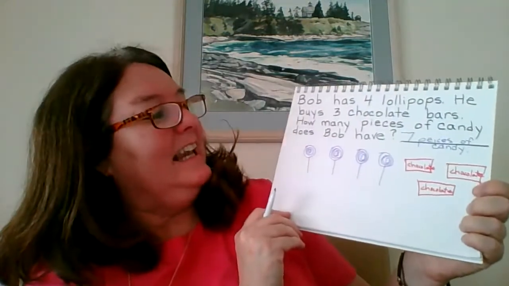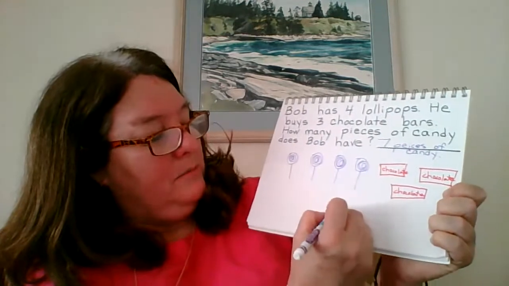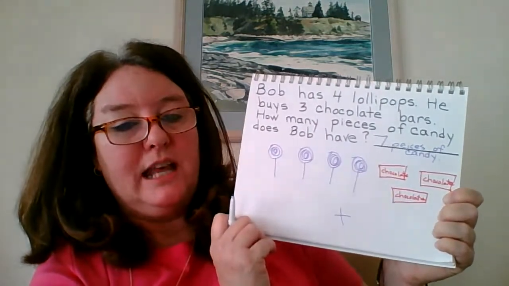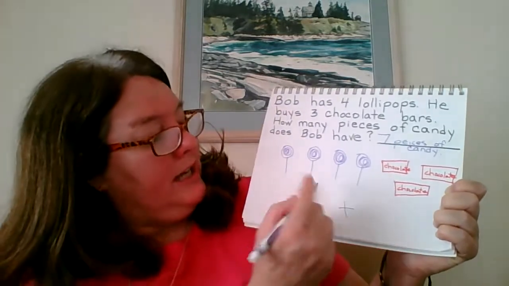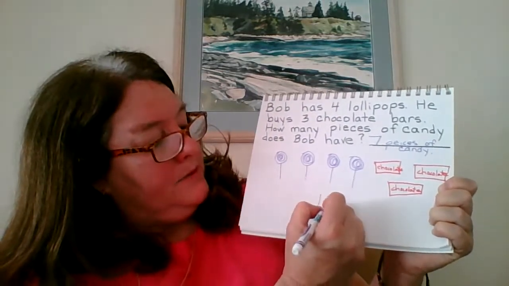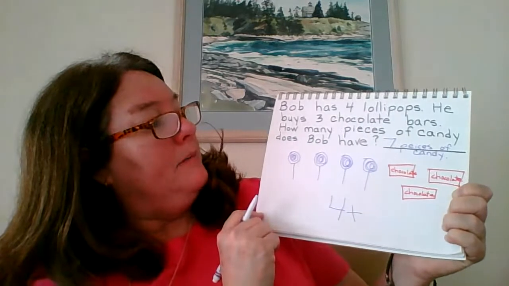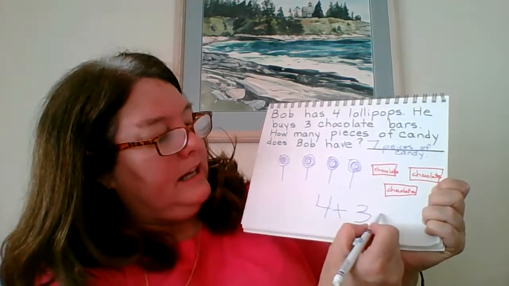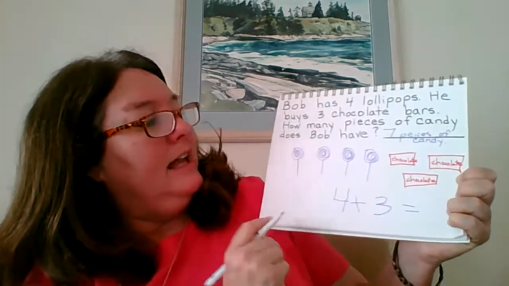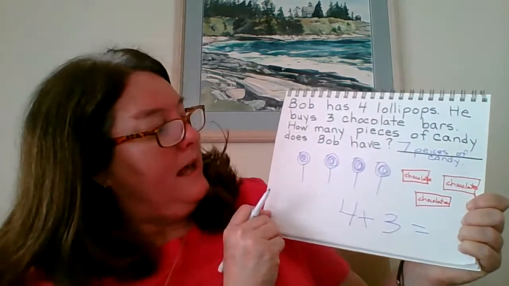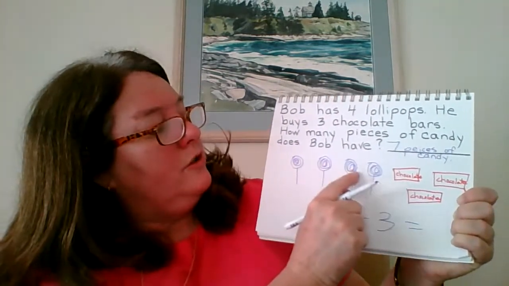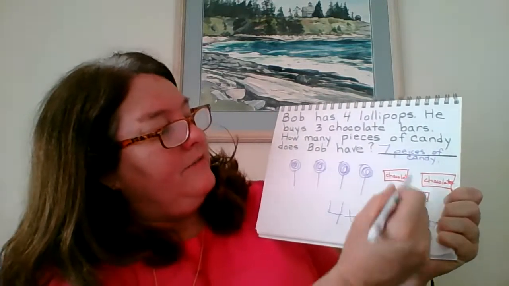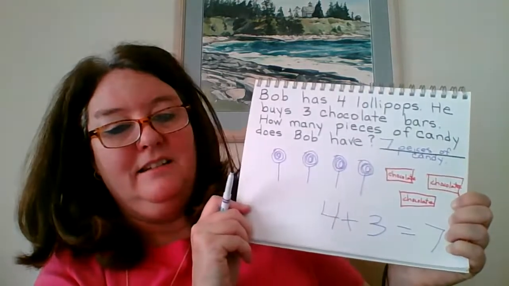So let's see. I'm thinking this is going to be addition because I have 2 sets that I have to combine and push together. Bob started out with 4 lollipops. Bob bought 3 chocolate bars, so 4 plus 3 equals, and how many pieces of candy does Bob have now? 1, 2, 3, 4, 5, 6, 7. He has 7 pieces of candy.